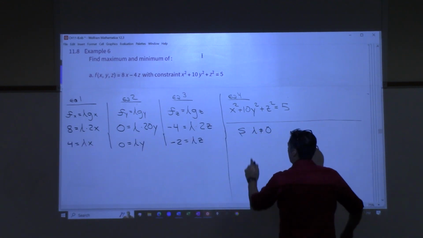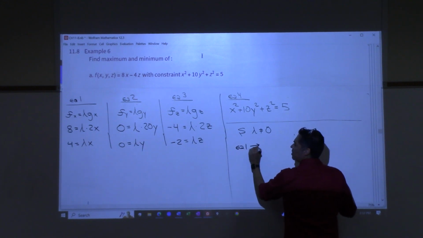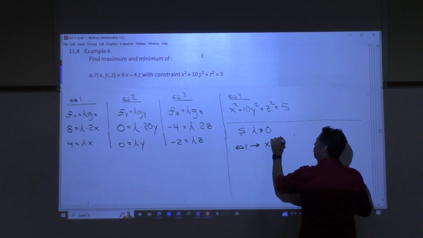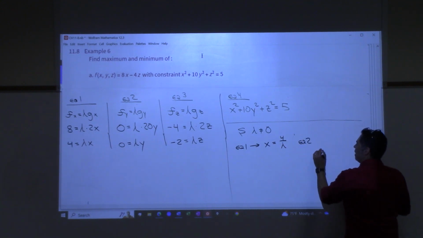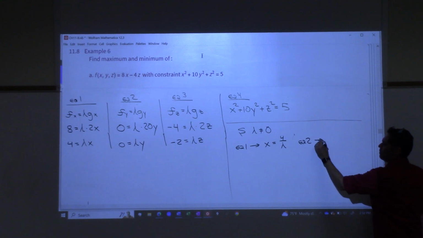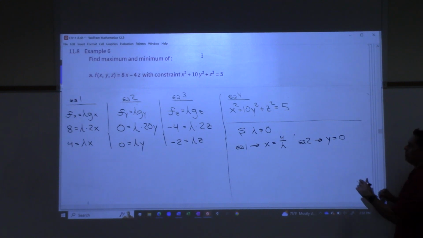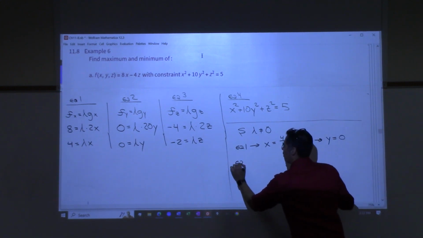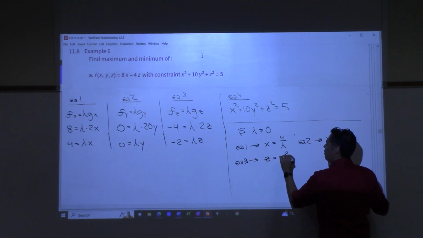Okay, so suppose lambda is not 0. Then equation 1 tells us that x is equal to 4 over lambda. Equation 2 is telling us what? Y has to be 0. Does anyone have a question on why that's true? Everyone understand that? We're good? Equation 3, what's equation 3 telling us? Z is negative 2 over lambda.